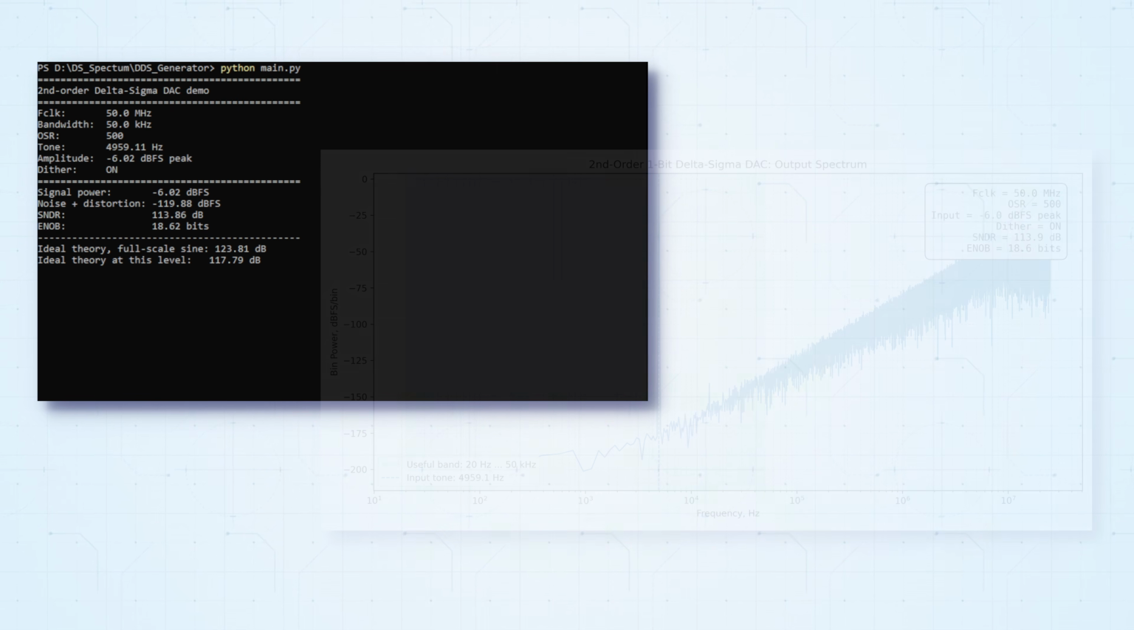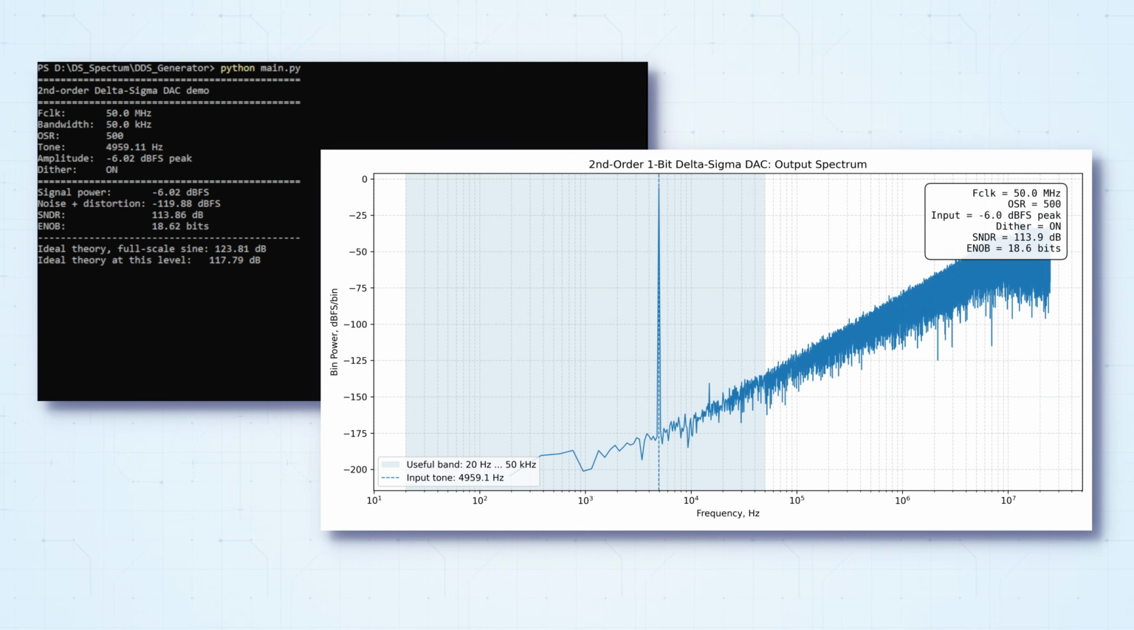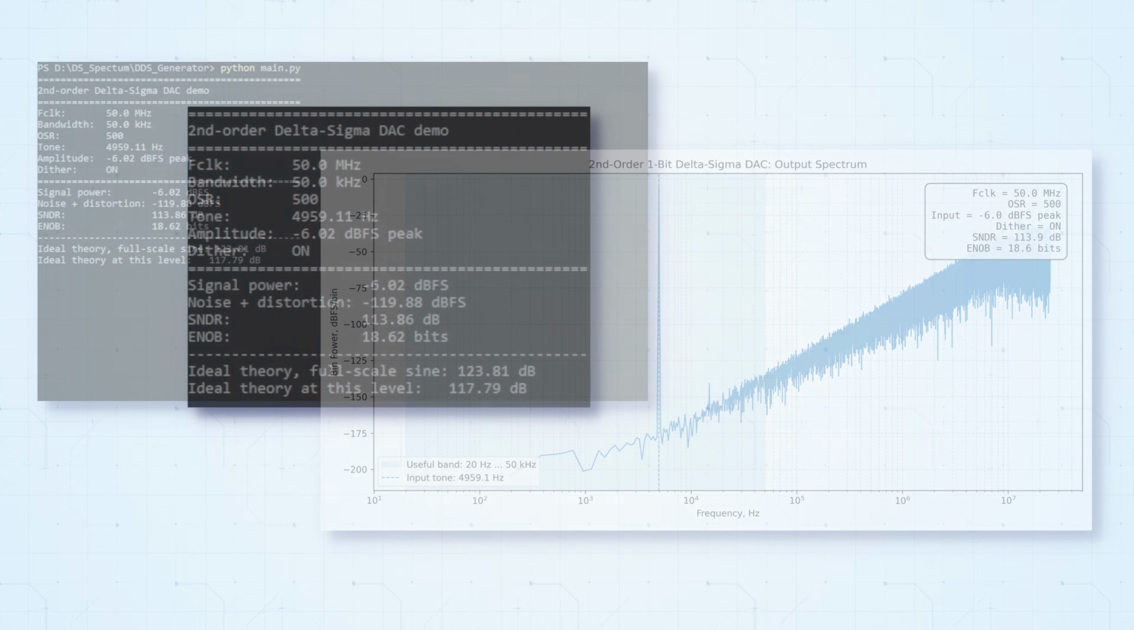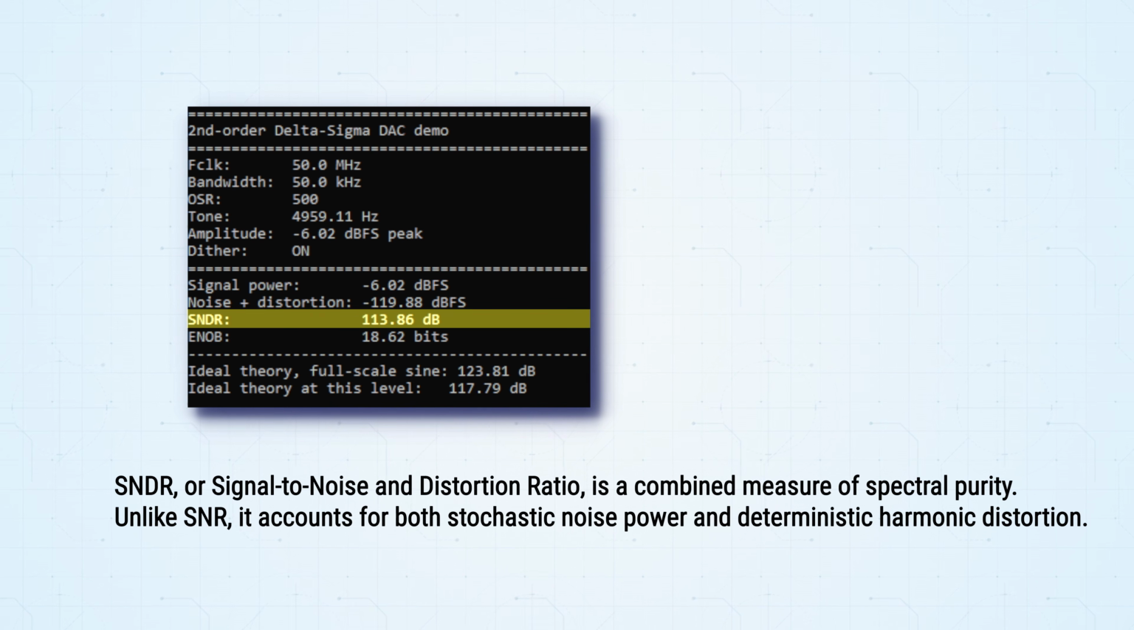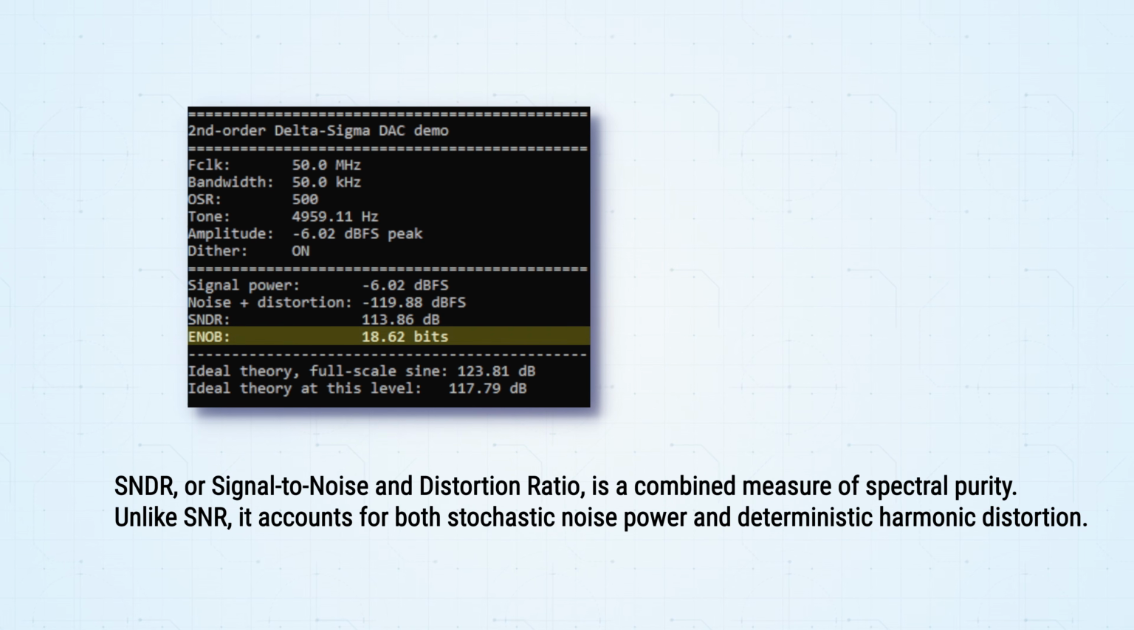Exactly as expected for a second-order modulator, we can clearly see the noise floor rising sharply in the high-frequency region. Its characteristic slope is very close to 40 decibels per decade. That's a clear visual confirmation that our second-order noise shaping is working as expected. Now, let us examine the critical numbers. The integrated in-band signal-to-noise and distortion ratio, or SNDR, measured from 0 to 50 kHz, comes out to 113.8 decibels. Consequently, the effective number of bits, or ENOB, reaches a solid 18.6 bits.